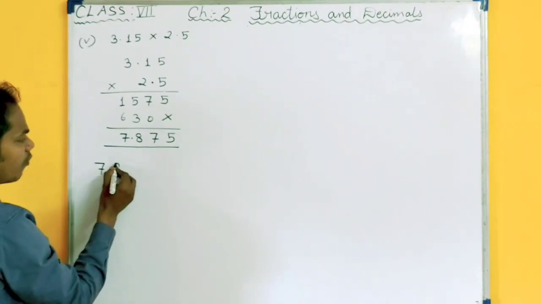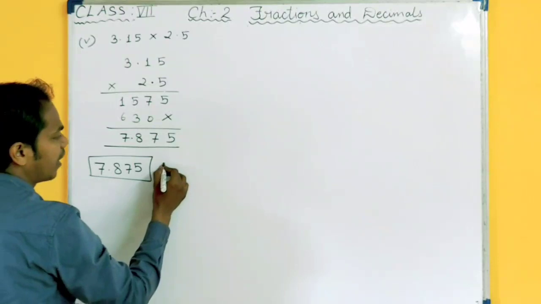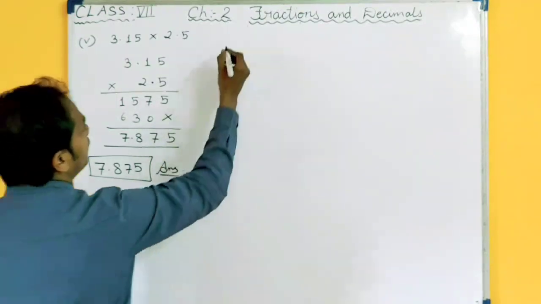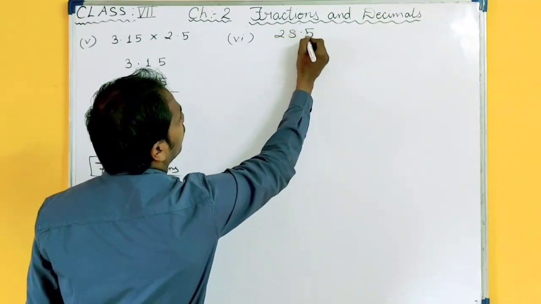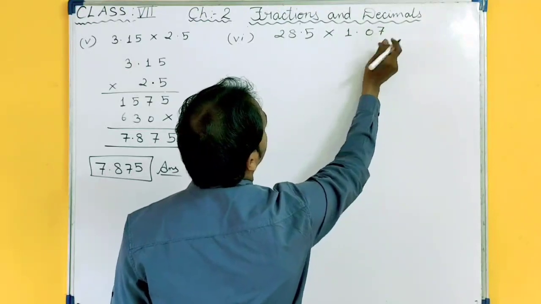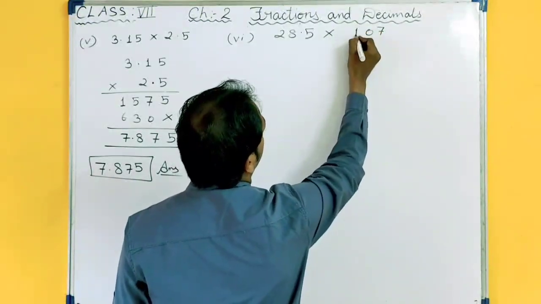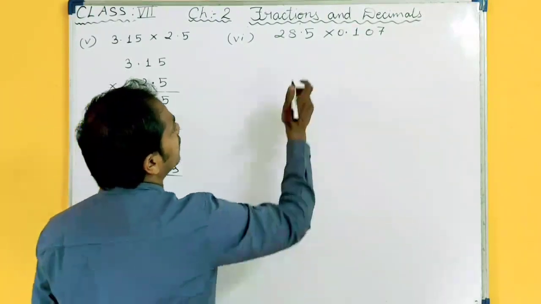So 7.875 is your answer. Okay. One more question I will explain. 28.5 multiply by 1.07. I will put the point here, 0.107. Okay.